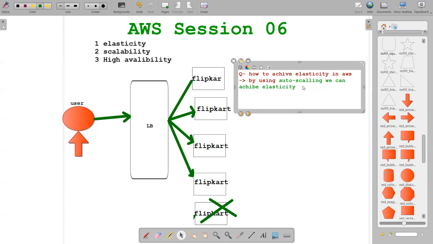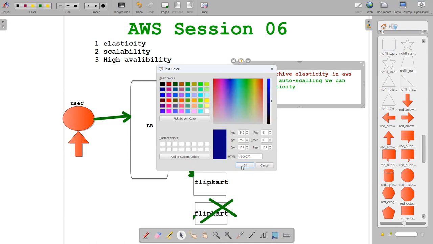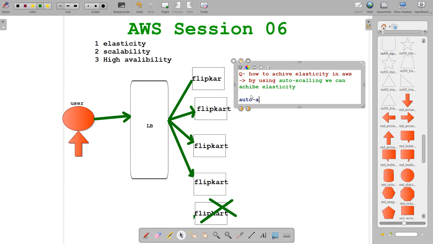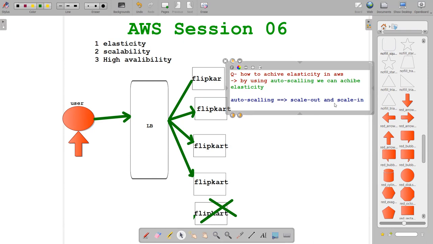So what is the meaning of auto scaling, guys? Auto scaling equals scale out and scale in, right? We have two things in auto scaling. Now they are asking how to achieve elasticity in the AWS cloud service provider. You can simply say by using auto scaling, by using scale out and scale in.